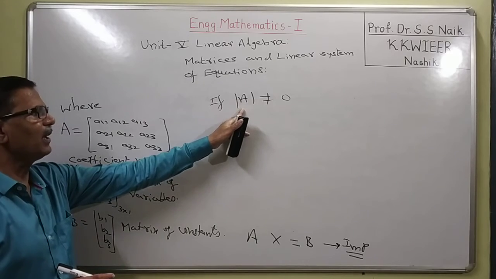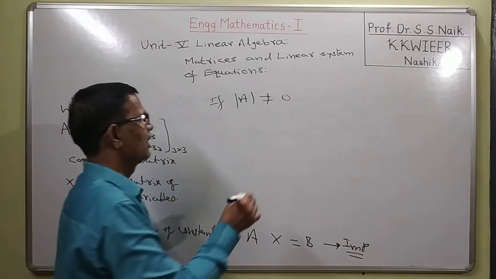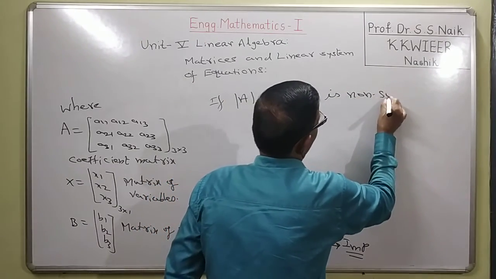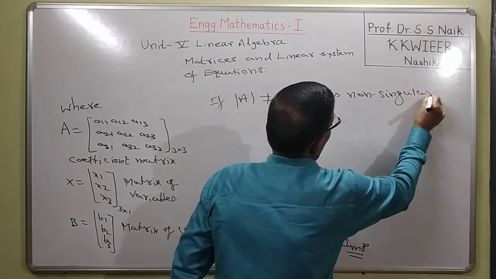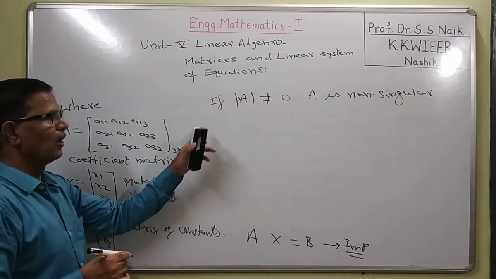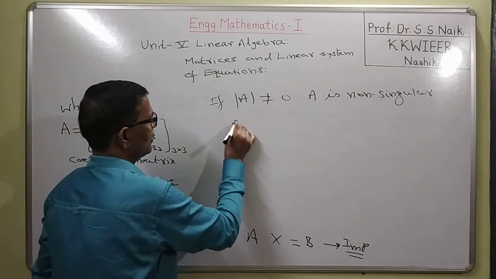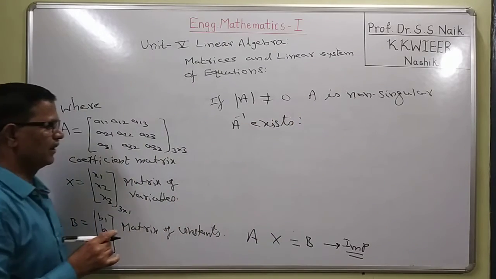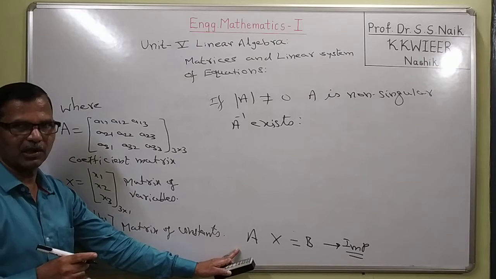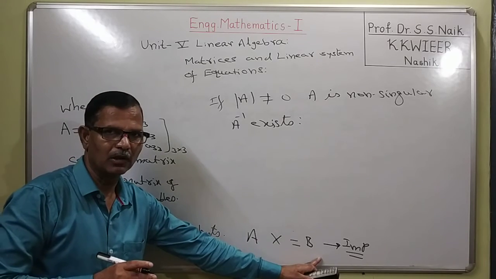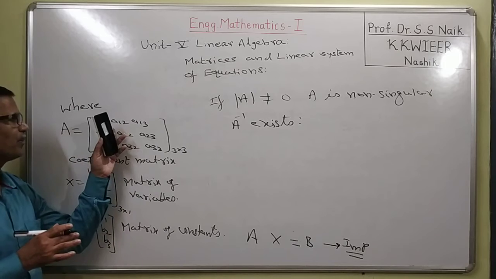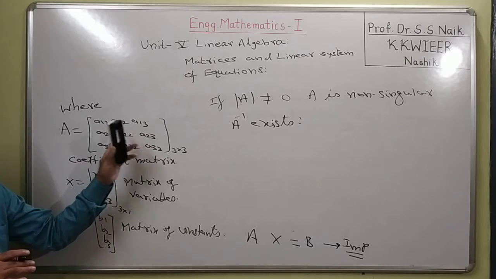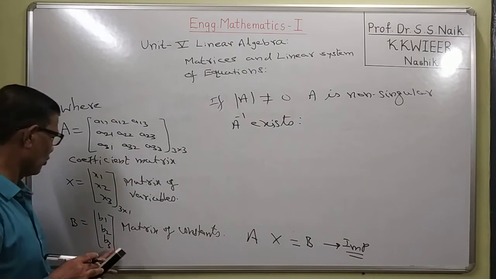If the determinant of A is not equal to 0, then A is called non-singular. When A is non-singular, A inverse exists. So you want to solve this equation. Our aim is solving Ax = B. First we have to see what type of A you have. Is it a singular matrix or a non-singular matrix? If A is non-singular, then A inverse exists. So therefore, what do we do?